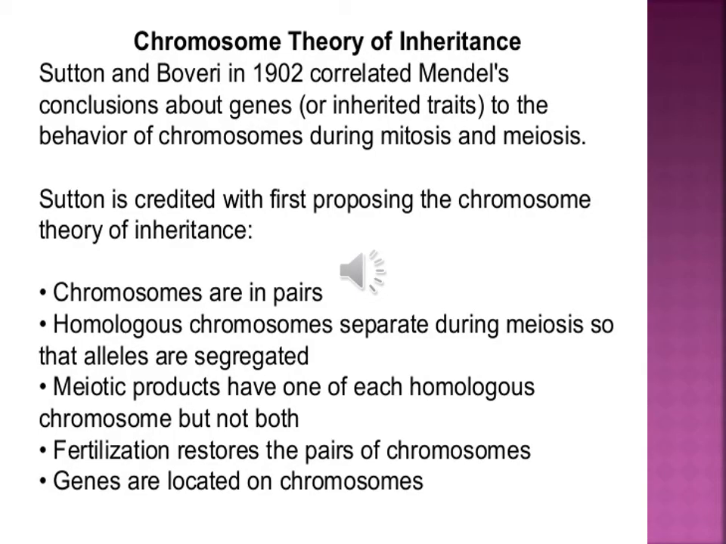Sutton is credited with first proposing the chromosome theory of inheritance. Chromosomes are in pairs. Then homologous chromosomes separate during meiosis so that alleles are segregated. Meiotic products have one of each homologous chromosome but not both. Then fertilization restores the pairs of chromosomes. Genes are located on chromosomes.